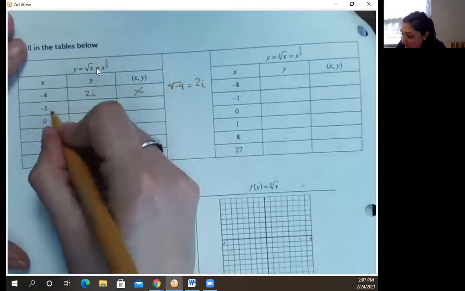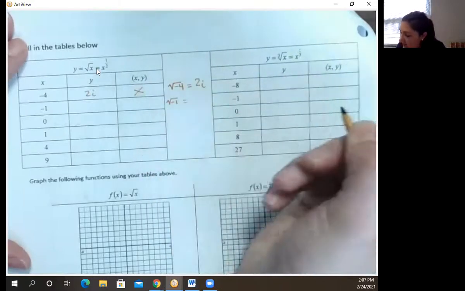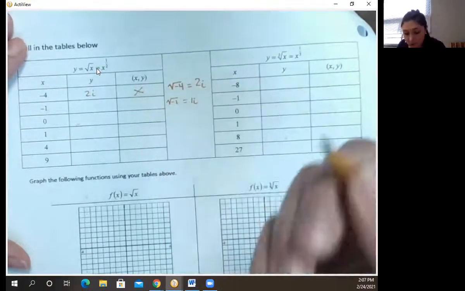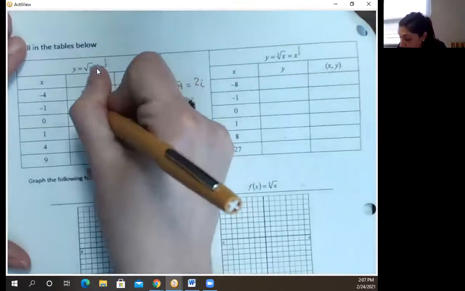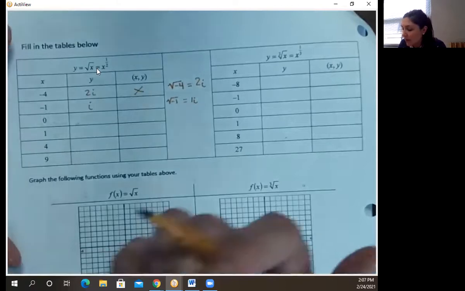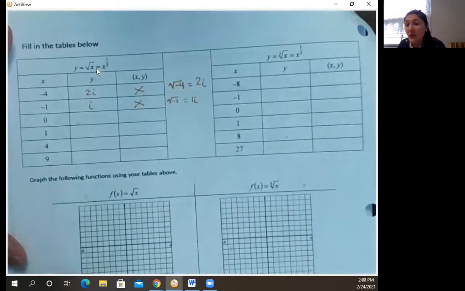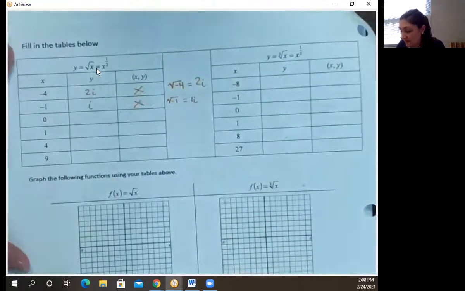I see a similar problem when I try to plug in -1. So I know the square root of -1 would just be 1i, or just plain old i. So I can evaluate that and get a y value. But when I go to graph, I can't graph imaginary numbers on the real Cartesian coordinate plane. So I'm not going to get an ordered pair for either of these.